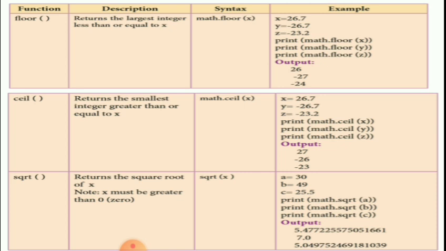Next one is square root. It is the inverse of the power method. Here we can specify one value for the square root method. The syntax is sqrt within the brackets x value. If you give a value for x, it gives the mathematical square root value.